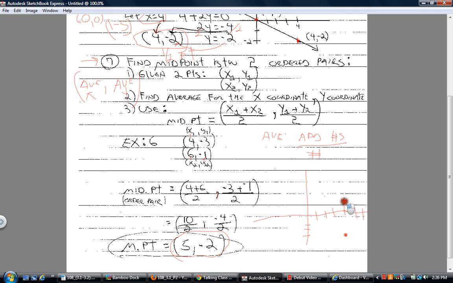Here's 4, here's 6. It'd be right here. If you looked at this, here's a line. What's the halfway point? (5, -2) would be about right here. Sorry, my graph isn't as good as I'd like it to be, but try that on your own clean paper with a ruler or graph paper, and you'll see that halfway on the x coordinate and halfway on the y coordinate will work for you.